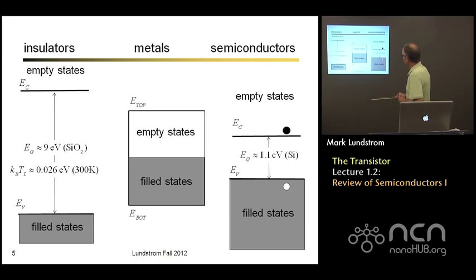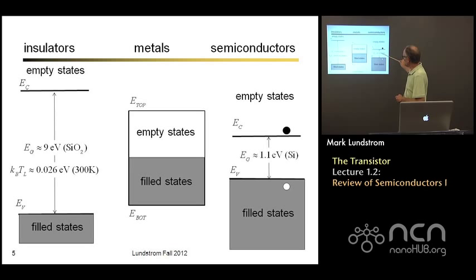Now, a semiconductor is like an insulator. It just has a smaller band gap. And it's small enough that we can break a few of these bonds, and at reasonable temperatures, we can create some empty states in the valence band, and we can create some electrons in the conduction band. So that's a material then that we would call a semiconductor.